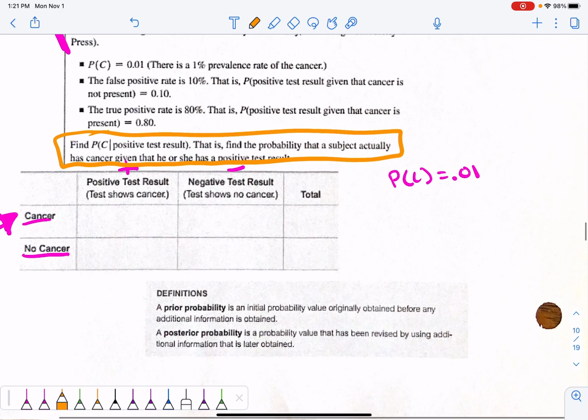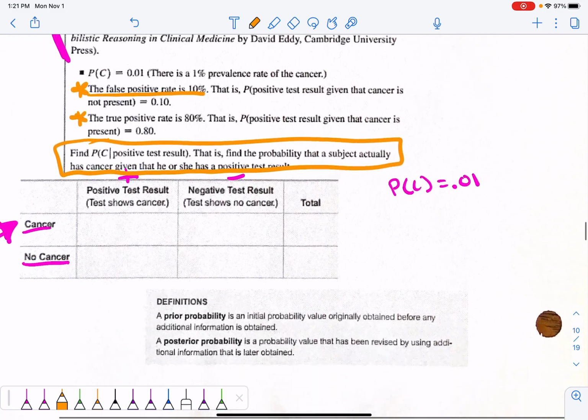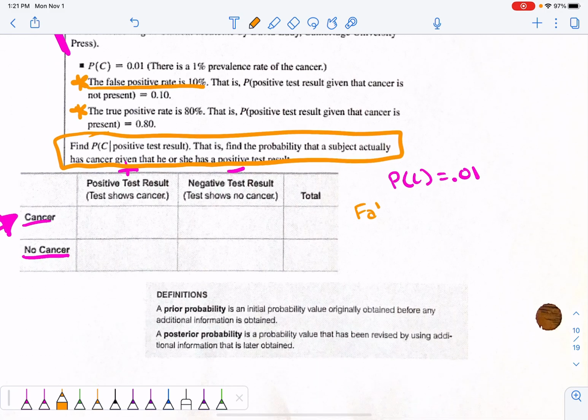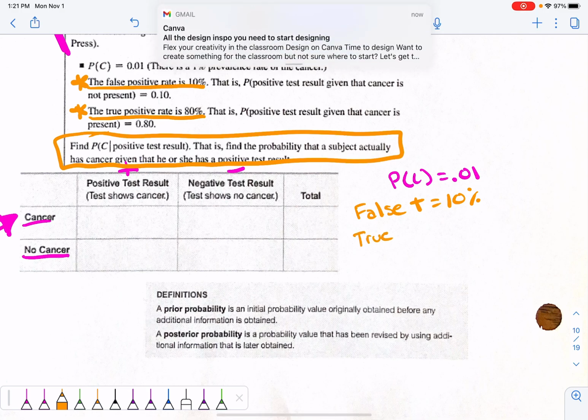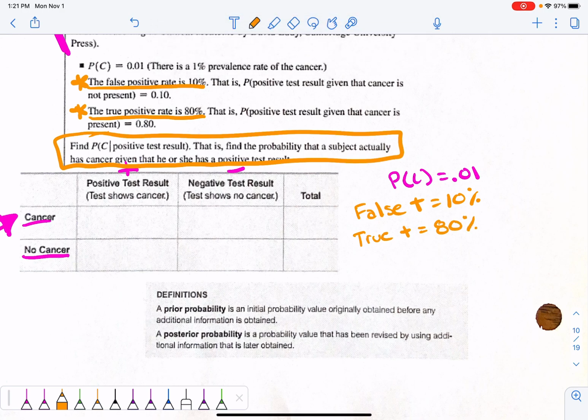So one other thing is that right here they have another little piece of information that says the false positive rate is 10%. So I'm going to say false positive equals 10%, and a true positive is 80%. So true positive equals 80%. Okay, so we're going to look at those two things happening, and we're going to fill in some numbers.